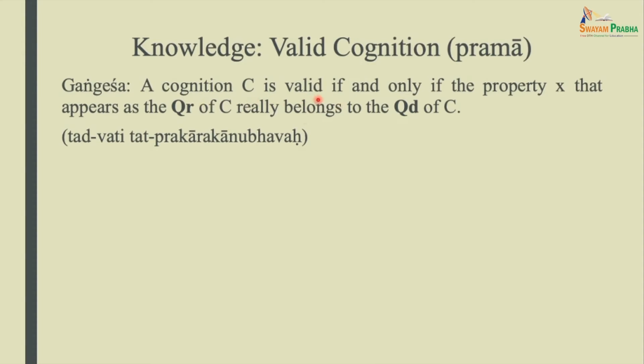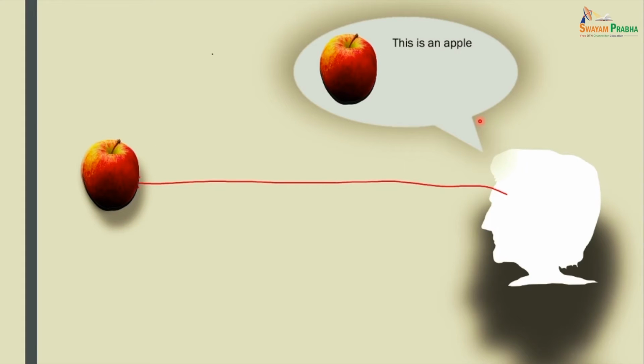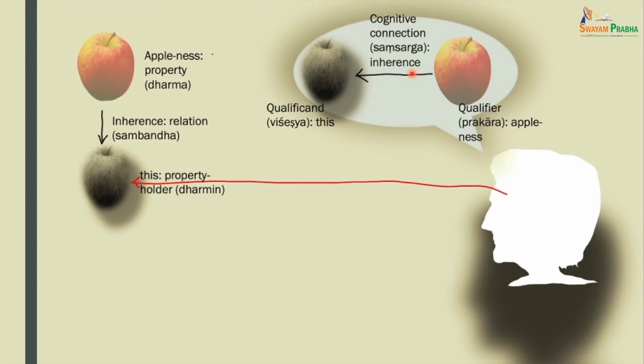A cognition C is valid if and only if the property X that appears as the qualifier of C really belongs to the qualificant of C. What does it mean? It means the following. Once again, the naive pre-philosophical picture: you see an apple, you see an object that has appleness, and you cognize this is an apple. So once again, this is a philosophical picture of it, right? Here you have this trio, the property, relation, property holder trio, and here you have the qualifier, qualificant, and cognitive connection trio, and there is a mapping which you can see very easily. And in this case, you can see that really.